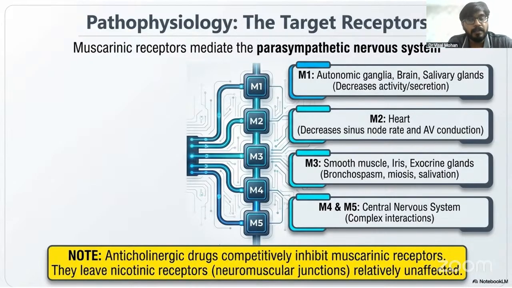The M2 receptors present in the heart reduce the SA node rate and the AV conduction. The M3 receptors present in smooth muscle, iris, and exocrine glands cause bronchospasm, miosis, and salivation. The M4 and M5 receptors are present in the central nervous system. So these are the muscarinic receptors and their actions. Anticholinergic drugs inhibit the muscarinic receptors, causing a blockade of the parasympathetic nervous system.